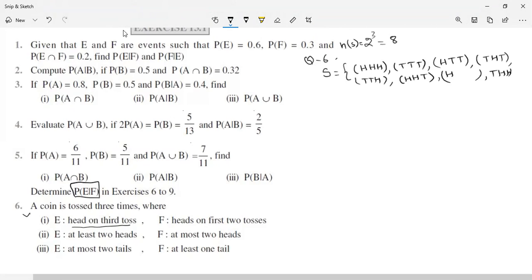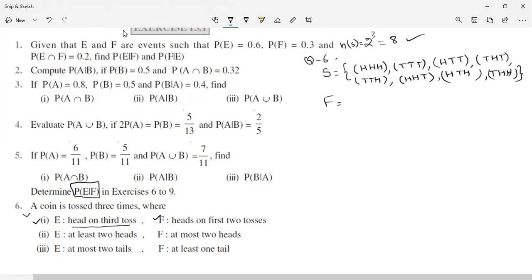Tail, head, head, head, tail, head. 1, 2, 3, 4, 5, 6, 7, 8. So you can see these are all the possible outcomes. Then you will write E and F. You can write F first.